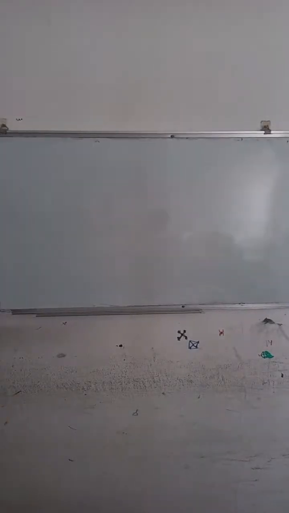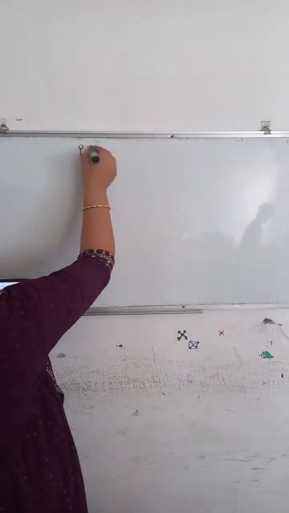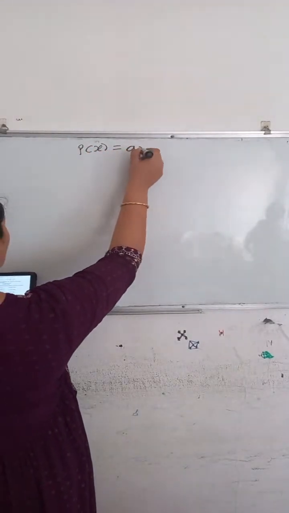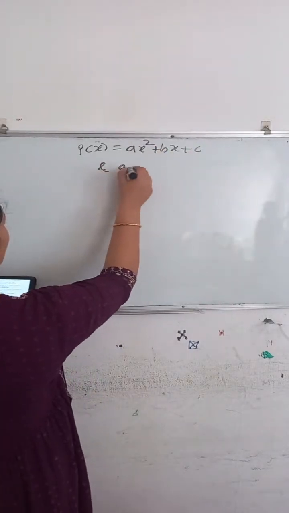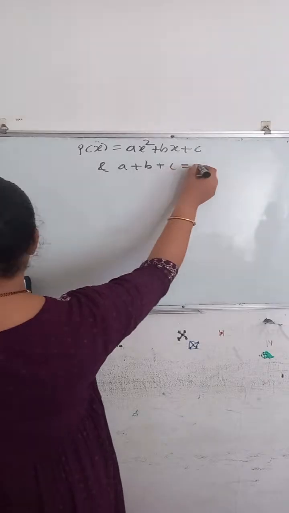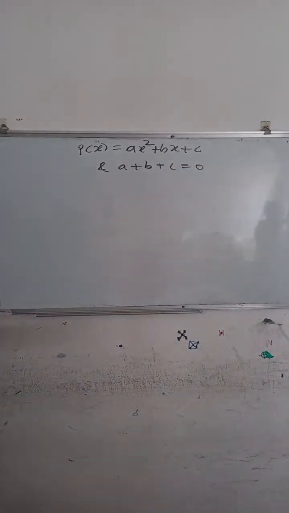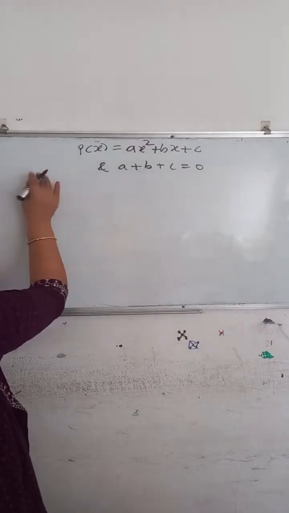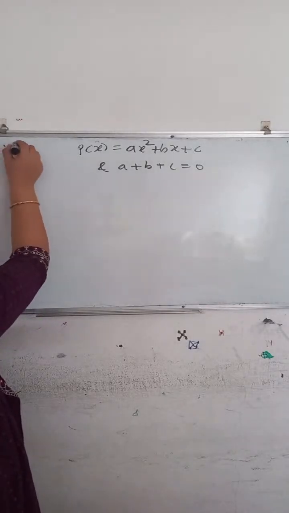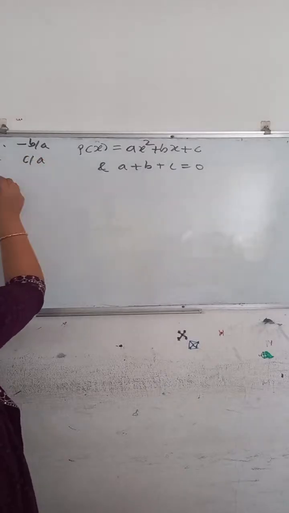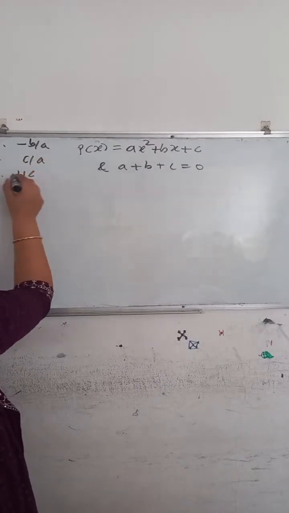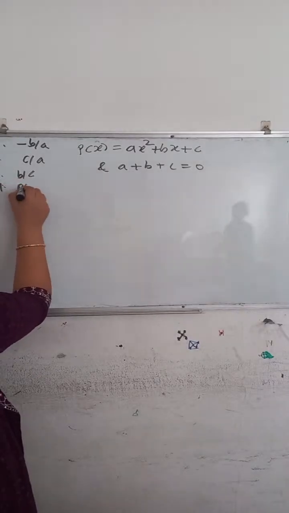If p of x is equal to ax square plus bx plus c, and a plus b plus c is equal to 0, then find the zero. Options are given here. First option, minus b by a, second option c by a, third option b by c, and d is none of these.